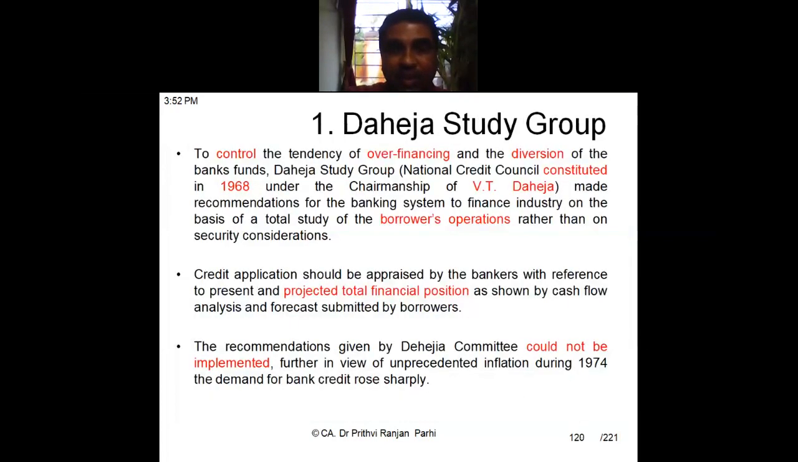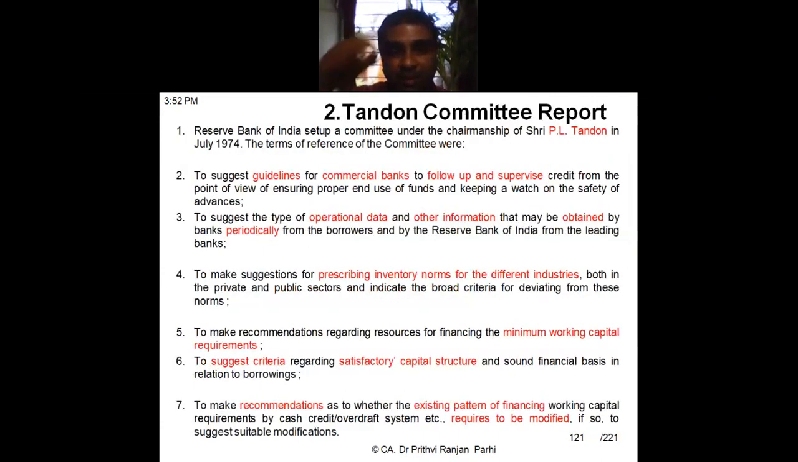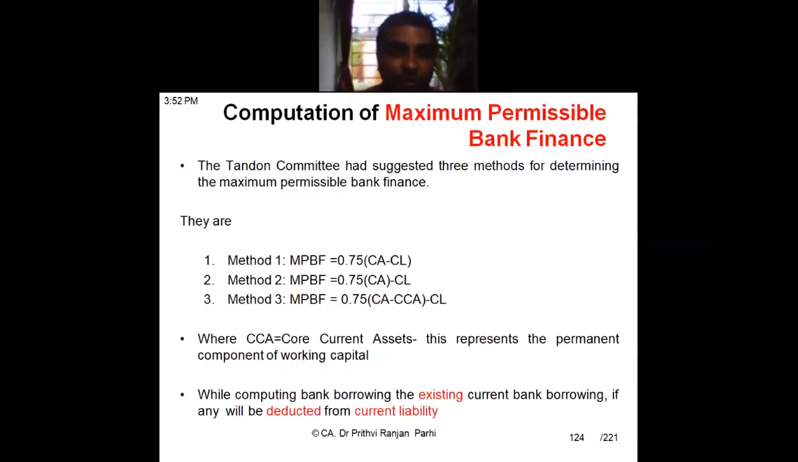Okay. So regarding various kinds of committees, in the previous class we have studied this Tandon committee report. By using the suggestions of this committee, we will be able to find out the maximum permissible bank finance. In that context, I had taught you that three methods are suggested by the Tandon committee. By using these methods, banks can decide, and the customer can also know, what the maximum permissible bank finance is.